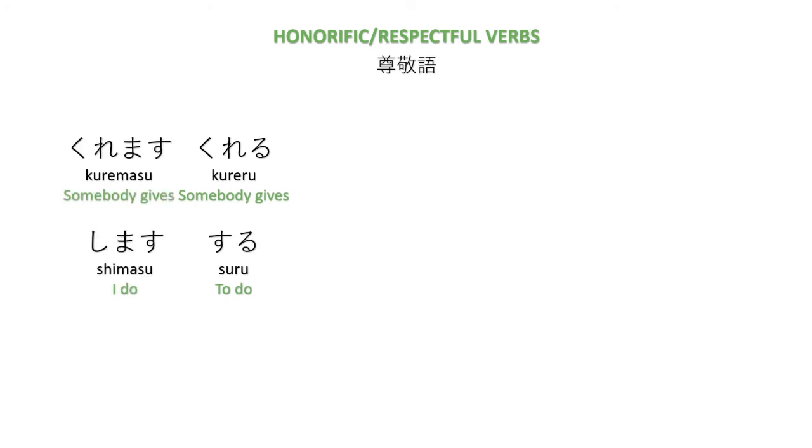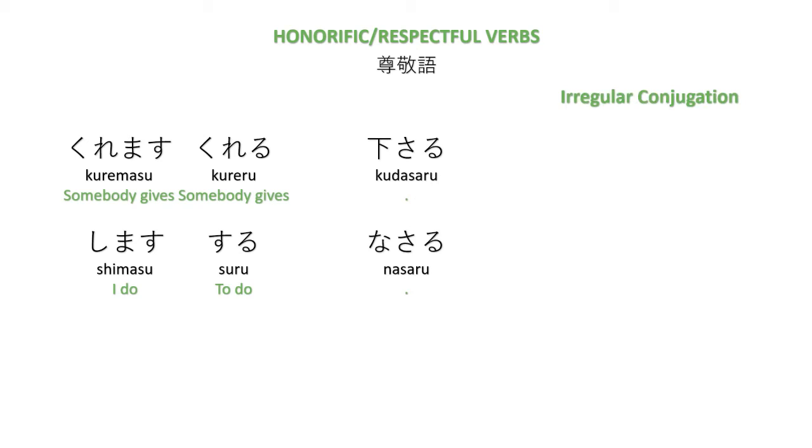Alright, now we have kureru and suru. So kureru, somebody gives me. It means gives, but it is one of the two translations of to give. And then we have suru. Their polite forms are kuremasu and shimasu. For kureru, we have kudasaru, a respectful or honorific verb. And for suru, we have nasaru.